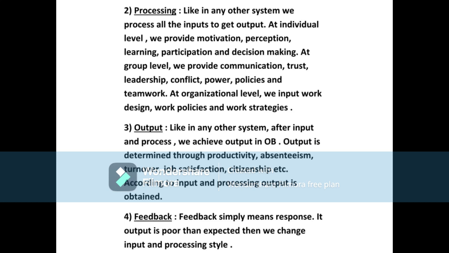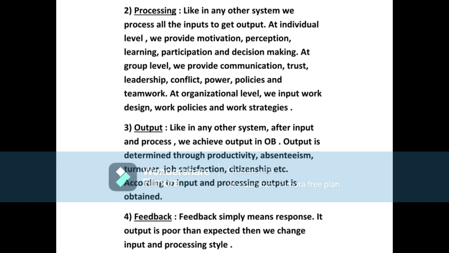Similarly at group level, we will see group dynamics, group conflicts, negotiations. We have to provide processing there in order to solve the conflicts and manage the group dynamics. So what should be done? A good communication system should be provided. Trust should be created in the groups. Good leadership should be there. And the exercise of power, authority should be given with proper roles and responsibilities. Policies should be framed in such a manner that they are very facilitative to both individuals and groups.